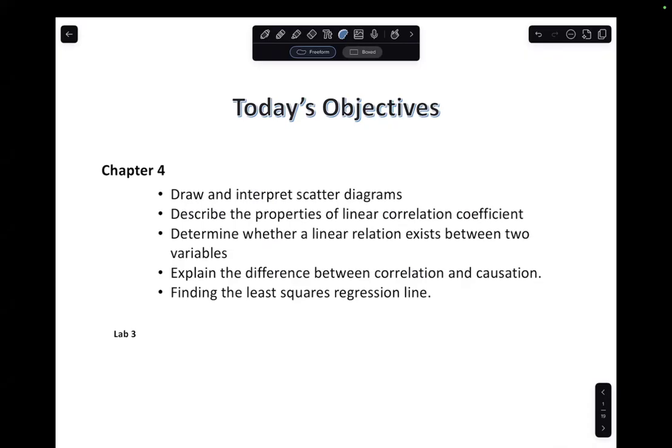All right. So we're going to be looking at scatter diagrams today. We're going to be interpreting them and drawing them. You will not have to draw any for the test or I don't think even for your homework, but we're going to draw one. And we're going to talk about something called a correlation coefficient. And we're going to talk about whether a linear relationship exists and the difference between, with one brief slide, correlation and causation. And then we're going to find the least squares regression line and go over lab 3. So that's tonight, and it'll be fun.